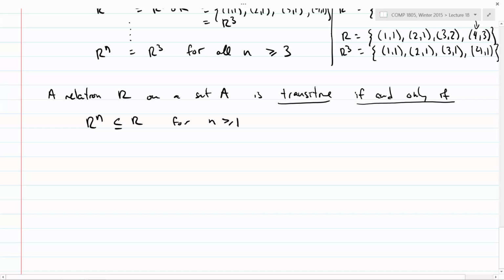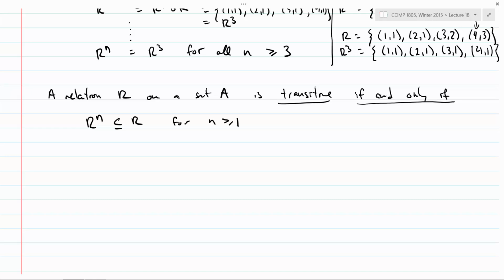So if you did all of these compositions, and there are infinitely many, n is some integer bigger than or equal to 1, then for all of those n's, they're all a subset of the original relation. So you never add anything new. That makes sense at an intuitive level, because when you take this composition, you're looking for pairs where there's a middle thing missing. And if a middle thing is never missing, then it must be transitive. That's the intuition behind it, but I am going to prove it to you.